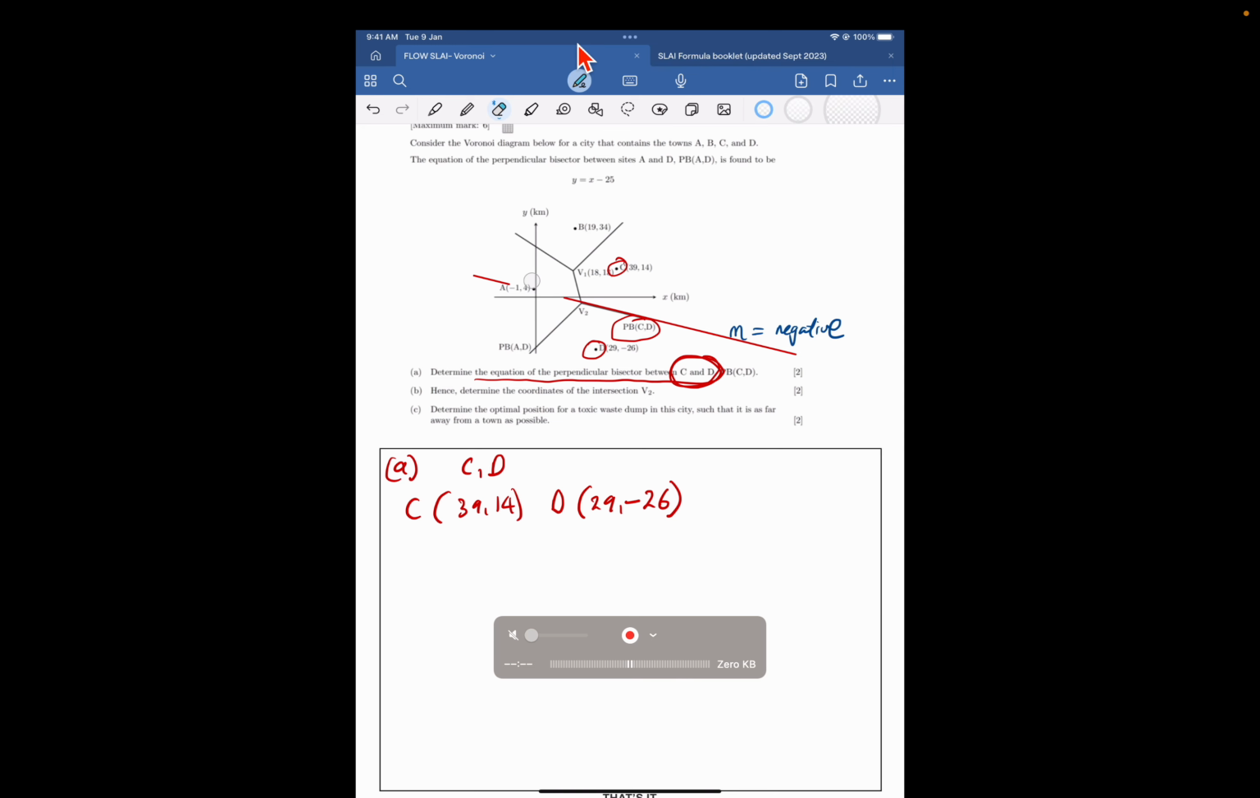Now there's a few steps. You've got these steps in your notes. Step 1 is let's find the gradient of CD. That is y2 minus y1 over x2 minus x1.